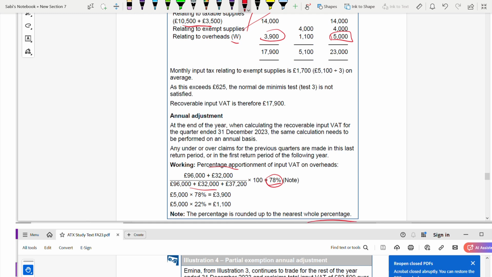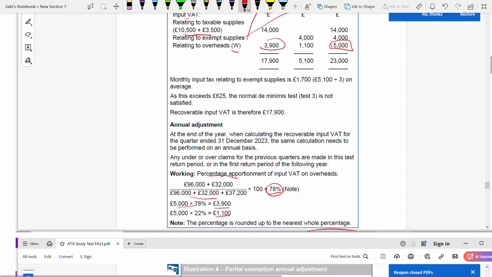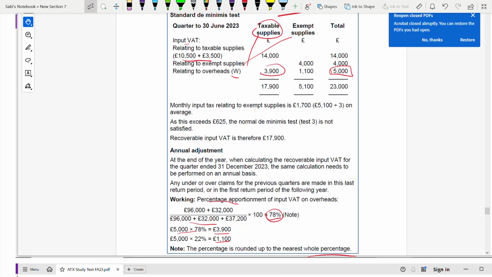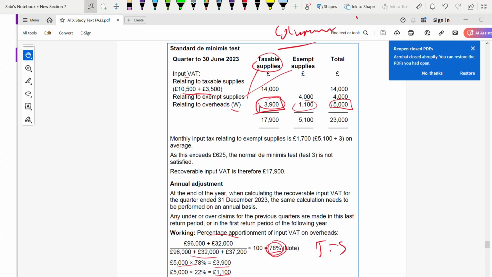Maybe it was 77 point something, so 78. This is 78, so 78% of 5,000 is 3,900 and 1,100. Now, that 3,900 is for taxable supply. This percentage 78 is for taxable supply, not exempt. The balance is exempt. Now you see, so you have got it, because you need this. So once you have got it, now we'll see.